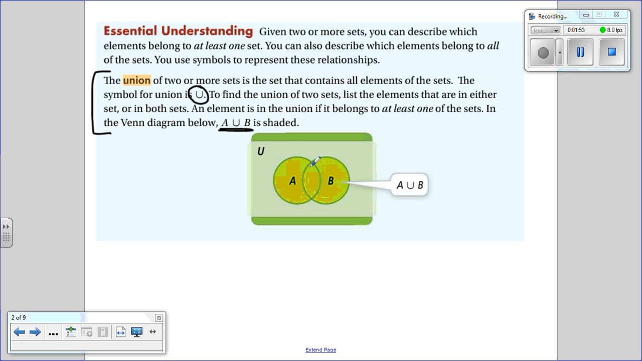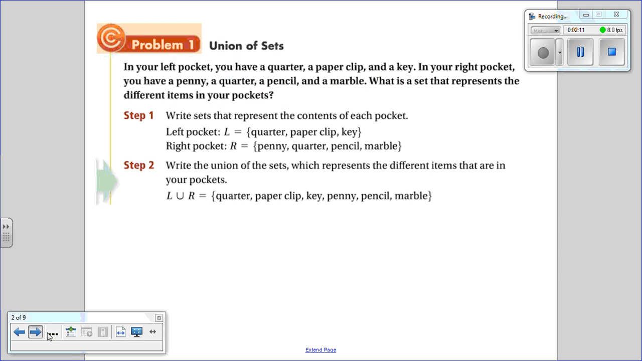You notice right here that this little area is in both circles, and that would be freshmen who are male, who are boys. We'll talk about that a little bit later, but that's our union.